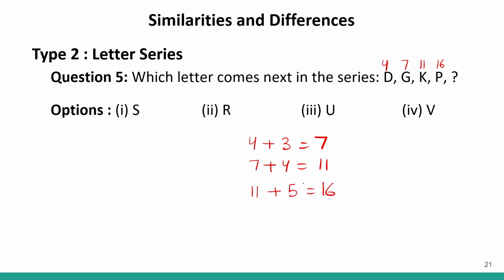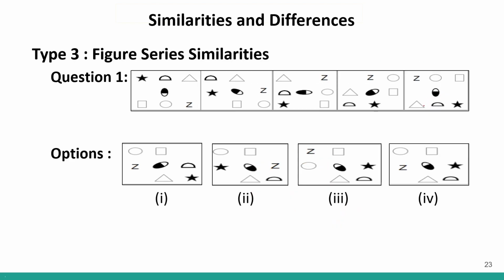So what is it that we are following? We are following plus 3, plus 4, plus 5. So the next element will be 6 positions forward. So in 16, if I go 6 positions forward, I'll get 22nd position. And 22nd position clearly belongs to V. So our answer will be option number 4, V. Okay. So this concludes letter series.